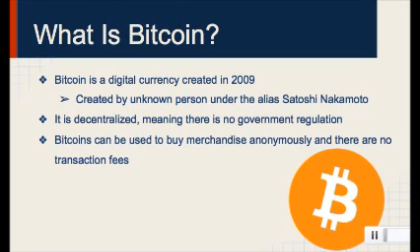So you might be wondering, what is Bitcoin? Bitcoin is a digital currency that was created in 2009 by someone using the alias Satoshi Nakamoto. This currency is decentralized, meaning the government does not regulate it. Purchases made with Bitcoin are made anonymously in the sense that no actual names are used, but rather a unique digital ID. Also, there are no transaction fees associated with Bitcoin. You only pay what the item you want costs.